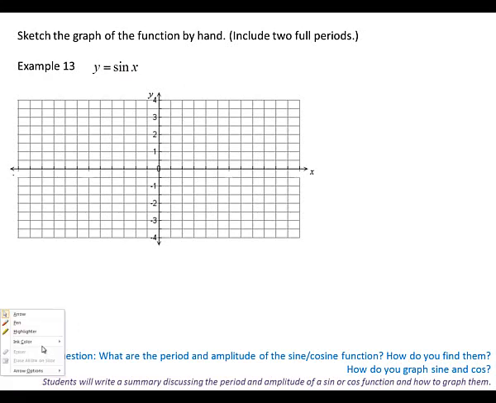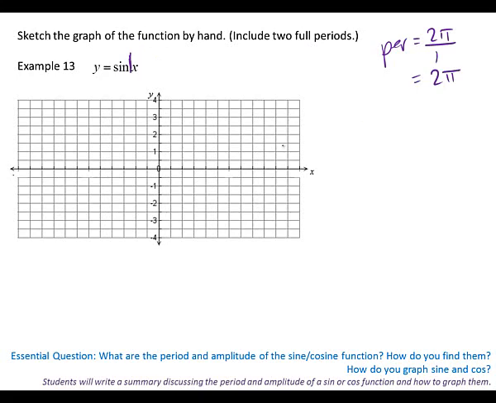Okay. All right. So we're going to start with sine. We're going to include 2 full periods. So first of all, let's calculate the period for sine here. So remember, period is 2 pi divided by b. What's the b value in front of the x right now? 1. So my period length is 2 pi.